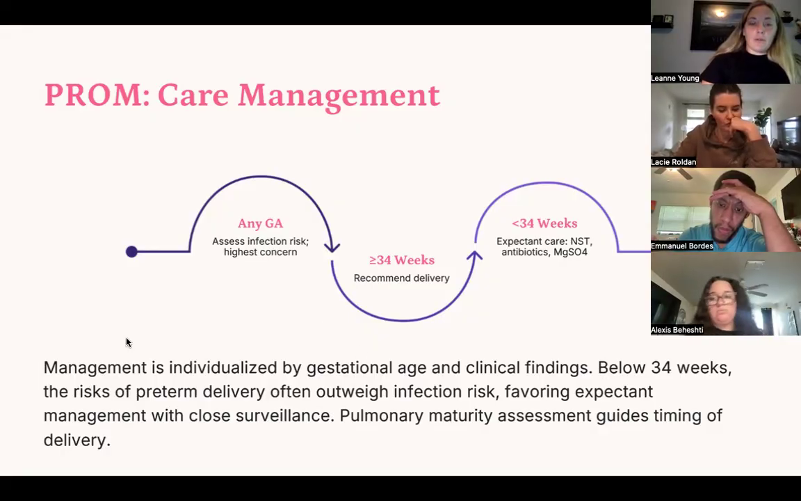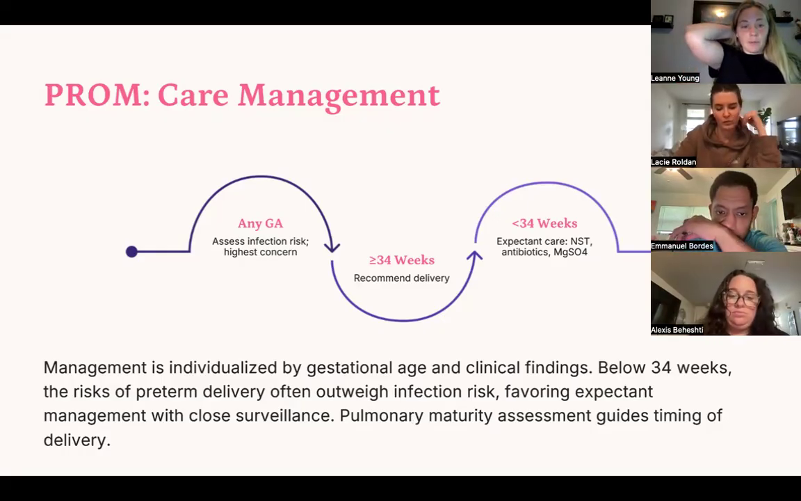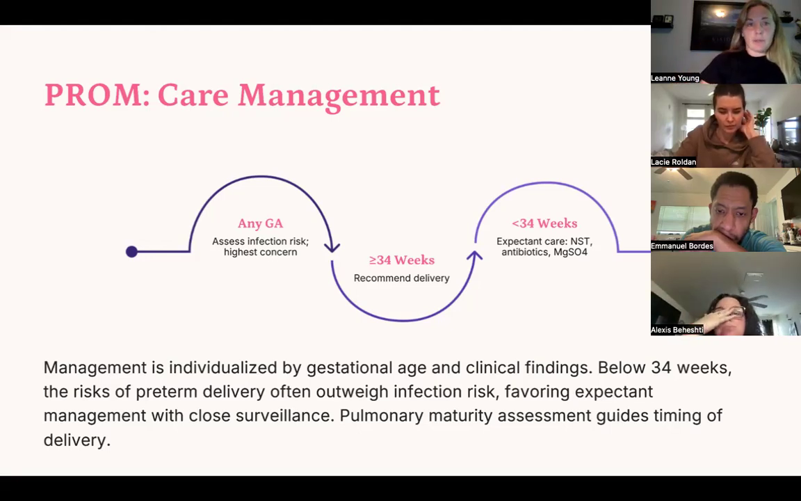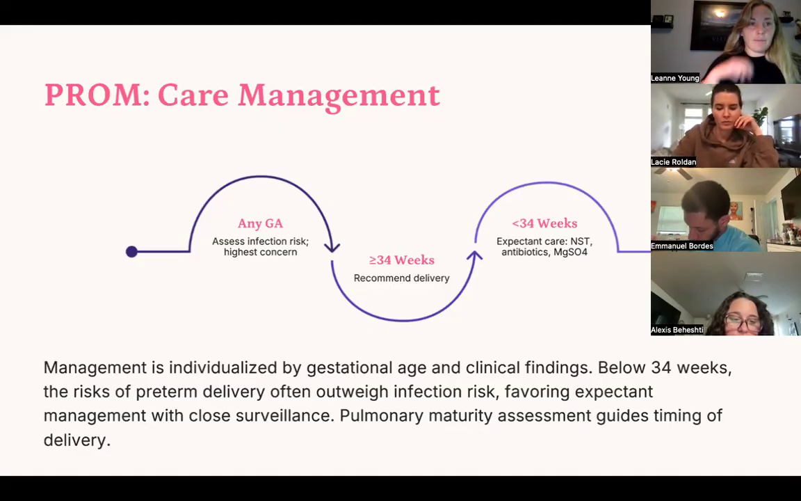So, like I said, below 34 weeks, the risk of preterm delivery often outweighs infection risk, favoring expectant management with close surveillance. So, we need to also take into consideration how is our baby's lung maturity, right? Pulmonary maturity is going to help us with the timing of delivery. So, sometimes that just means mom comes in and she gets her 2 doses of the betamethasone, and we consider that sufficient, and then we have the baby. Other times that means, all right, this patient's 30 weeks. If we can prolong this gestation just a little bit longer, we're going to try.